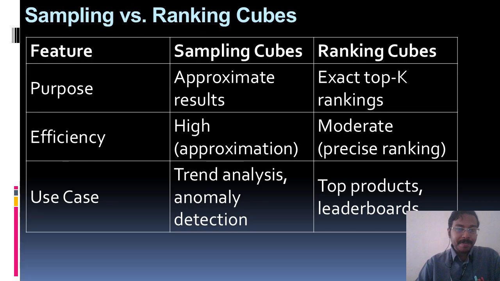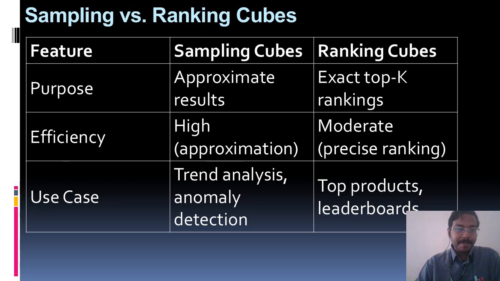Here we compare sampling cubes and ranking cubes. Sampling cubes focus on efficiency through approximations, while ranking cubes focus on quick computation of ordered results for quick retrieval. Both aim to speed up the query process, but suit different analytical needs.